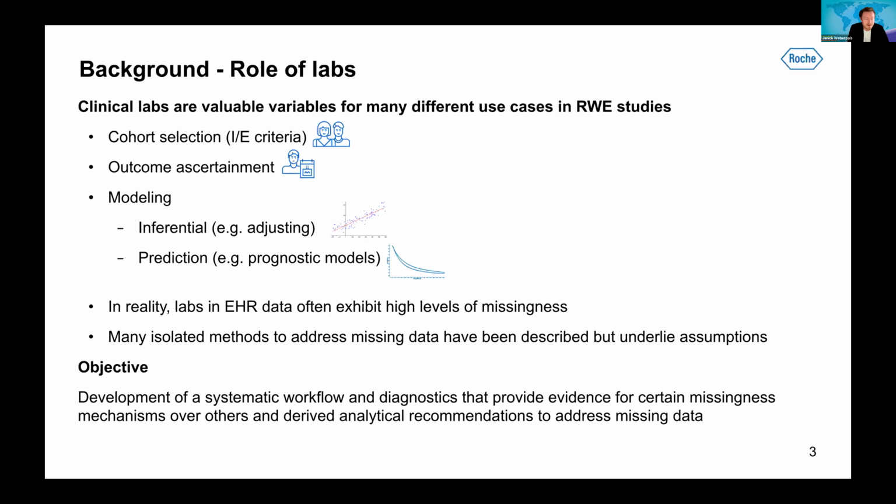And while there have been a lot of methods described in the literature, but more in an isolated fashion, our objective in this research study was to develop a more systematic empirical and diagnostic workflow to provide evidence for certain missingness mechanisms over others, and derive analytical recommendations to address missing data based on those underlying assumptions.